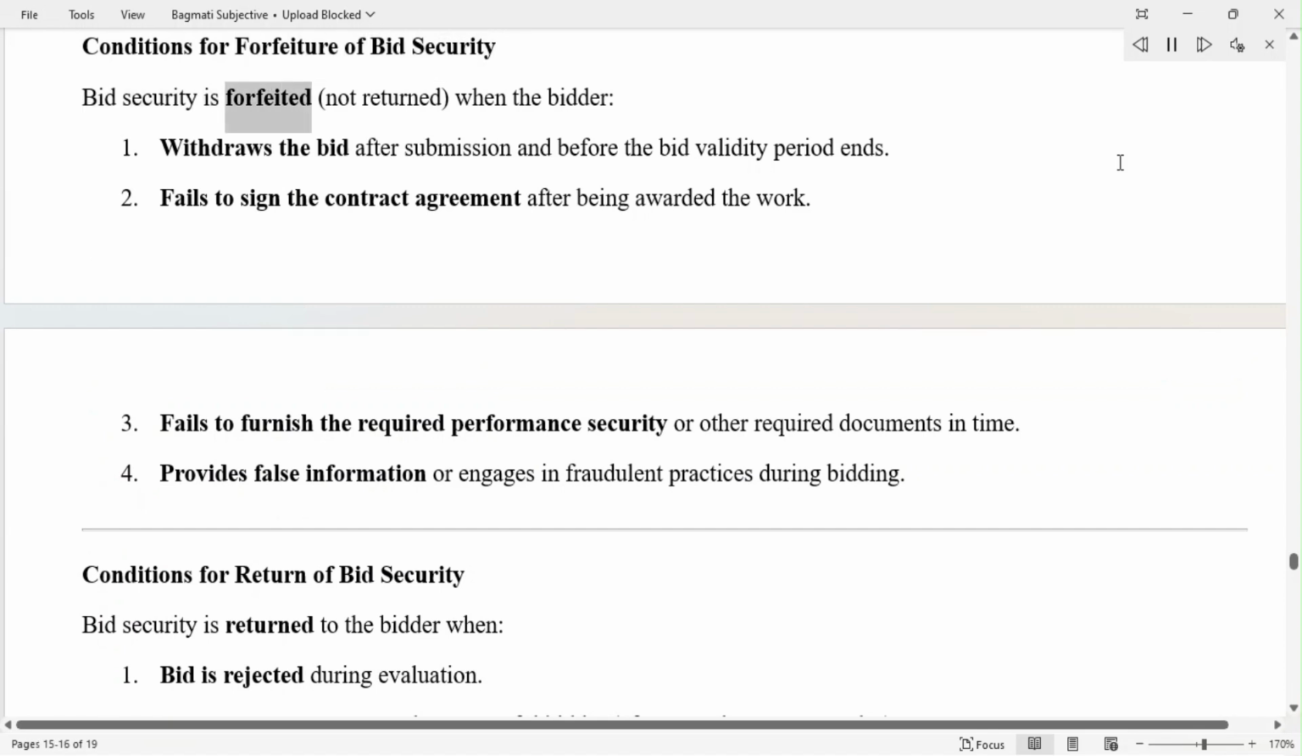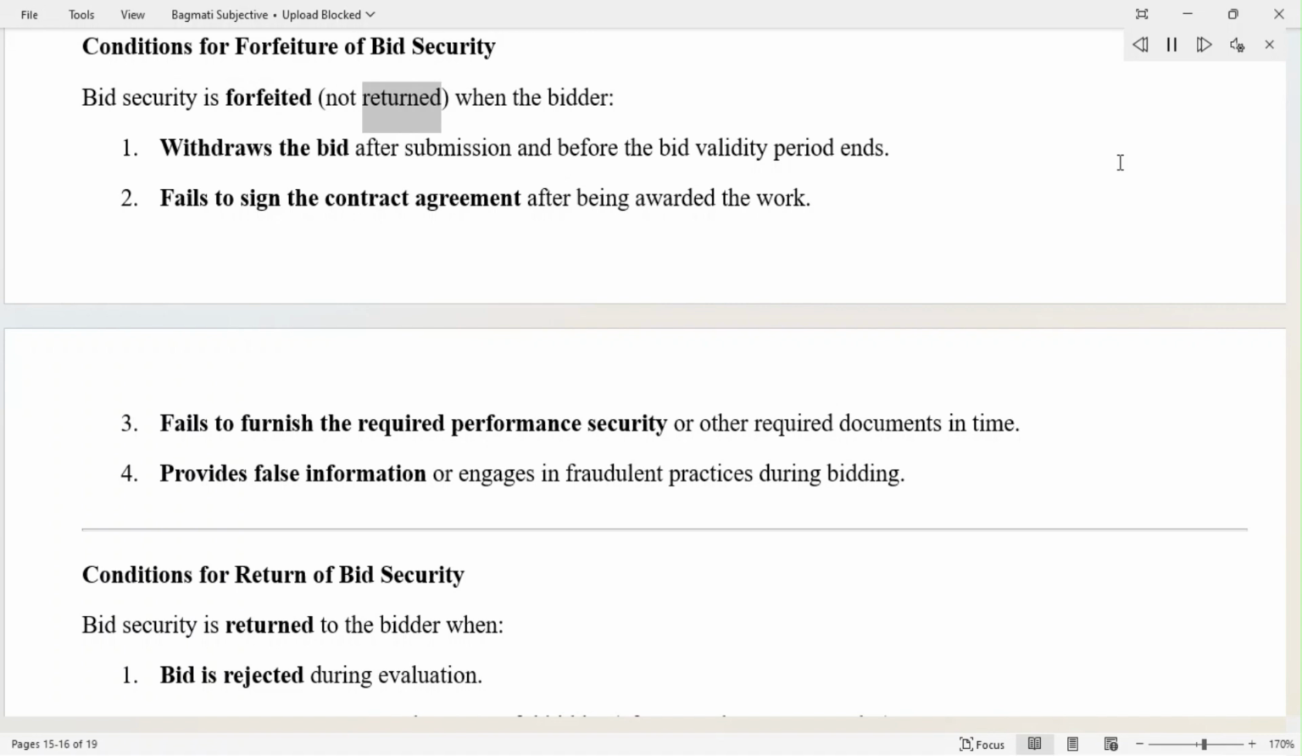Bid security is forfeited, not returned, when the bidder withdraws the bid after submission and before the bid validity period ends, fails to sign the contract agreement after being awarded the work, fails to furnish the required performance security or other required documents in time, or provides false information or engages in fraudulent practices during bidding.